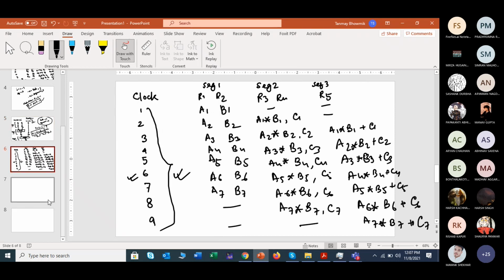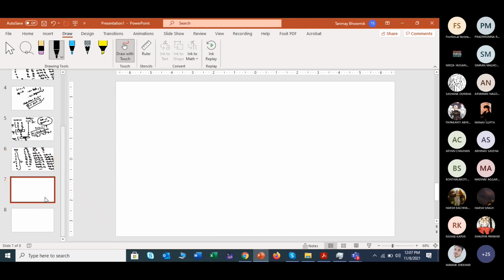Okay, so now you can take any number of tasks, any number of segments, and you may try to calculate the total pulse number. It can be easily done using the formula k plus n minus 1.